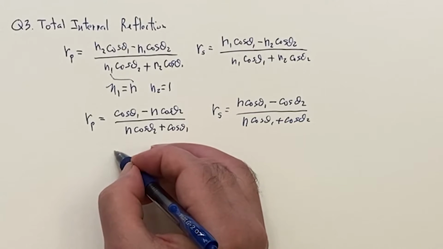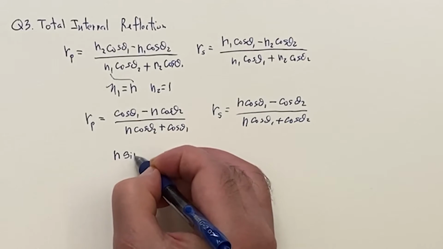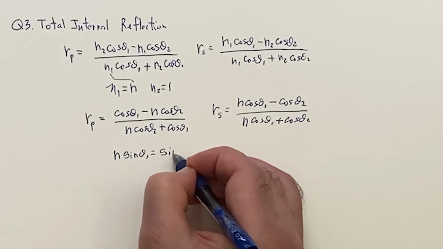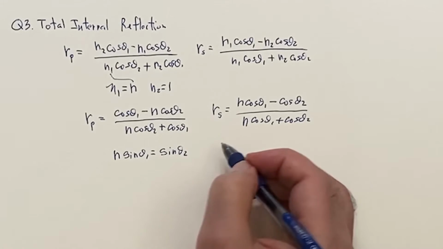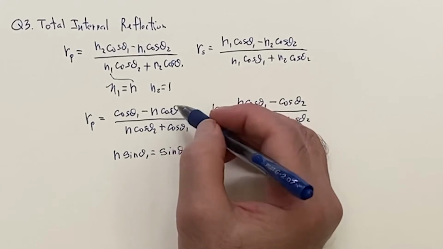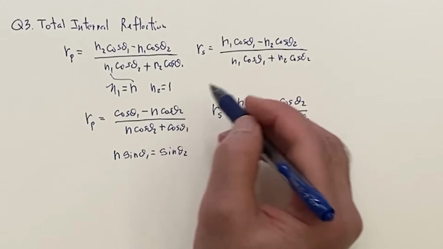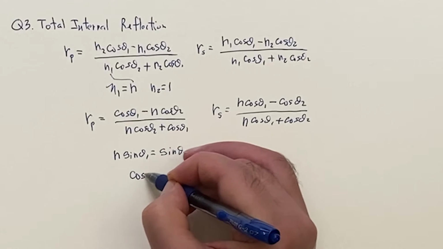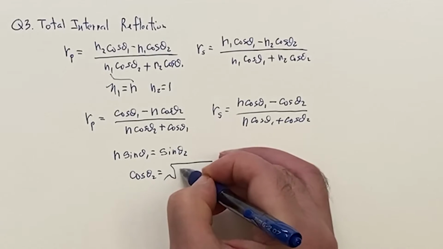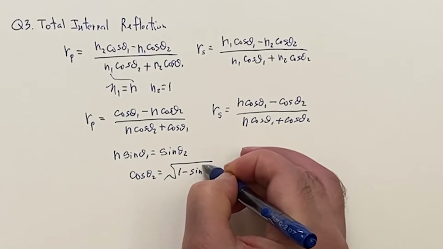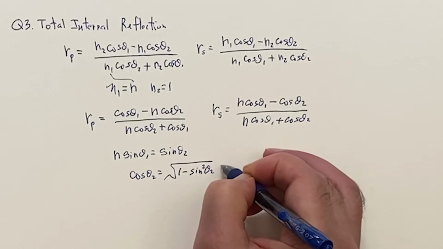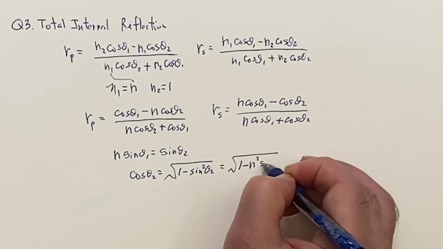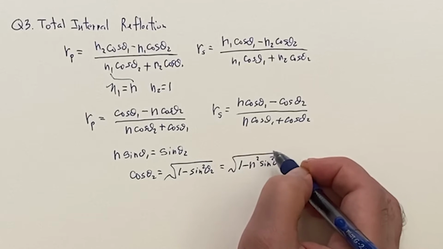Now, Snell's law says n times sine theta 1 will be equal to n in the air, which is 1, times sine of theta 2. And here, if we want everything in terms of theta 1, we've got to get rid of this cosine theta 2. So the cosine of theta 2 would be the square root of 1 minus the sine squared. So that's going to get you the square root of 1 minus n squared sine squared theta 1.